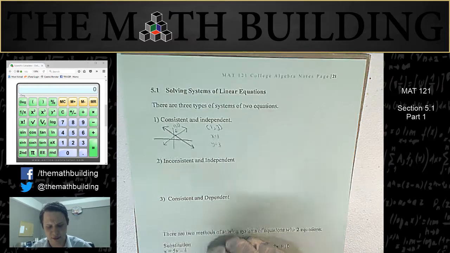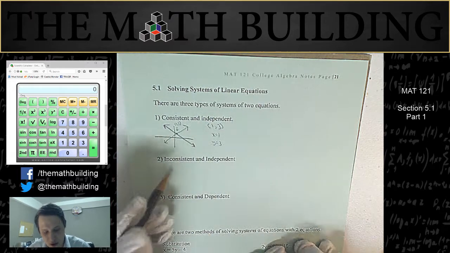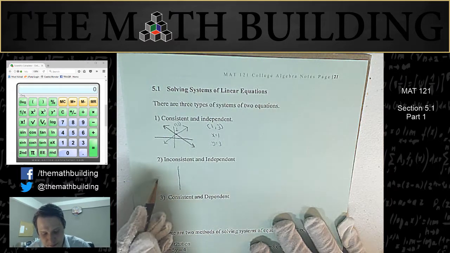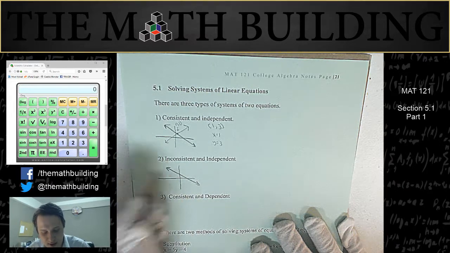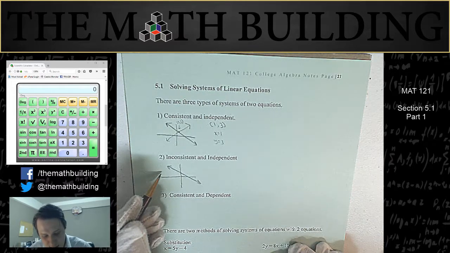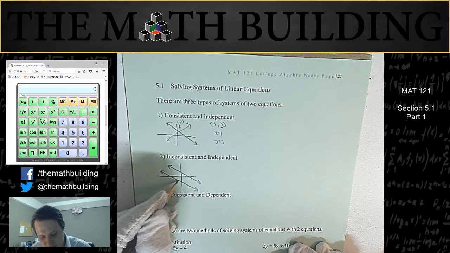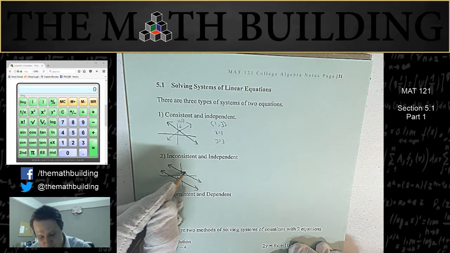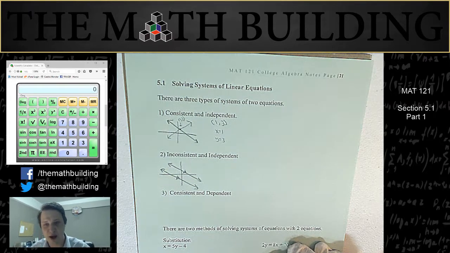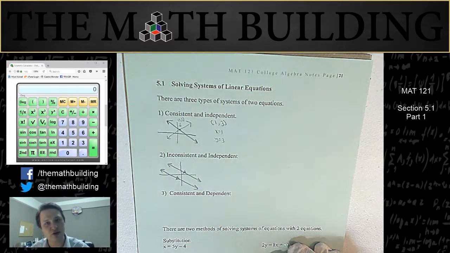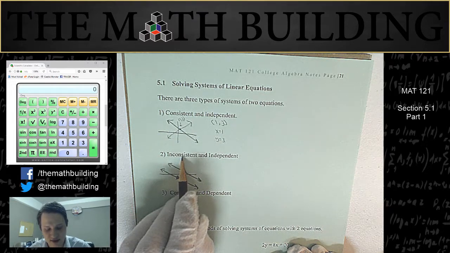The second thing that can happen is you get inconsistent, but the lines are still independent. So let's look at an example of that. Two lines that are independent are still two different lines. However, if we get a situation like this, where these two lines are parallel, those little arrows that I just drew on mean that they're parallel lines. If these two lines are parallel, that means they're never going to cross, which means that we're not going to have a solution. And that's why it's inconsistent.